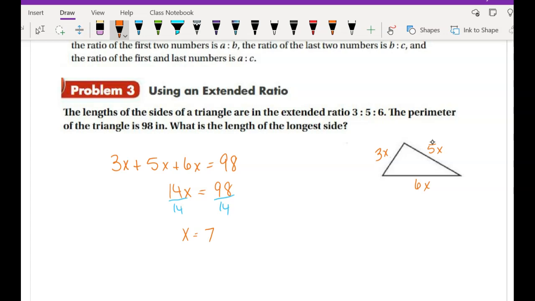So what is the length of my longest side? Well, 6 times 7 is equal to 42. So 42 is my longest side. Actually, 42 inches is what I should put.